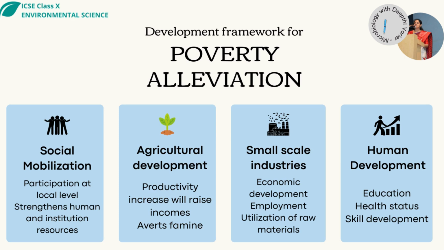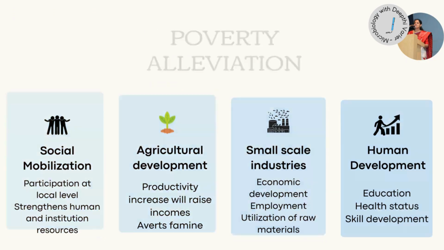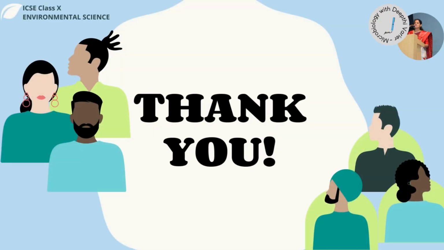And finally, human development. Human development is enhancing education, improving the health status of people, and helping people to gain skills. This has been done in Hong Kong and Japan, because they are poor in natural resources, but they have made sure that all their human resource is extremely skilled. So building skillful labor is also very important, and it comes under human development. So these are some of the frameworks and strategies that can be employed to alleviate poverty.